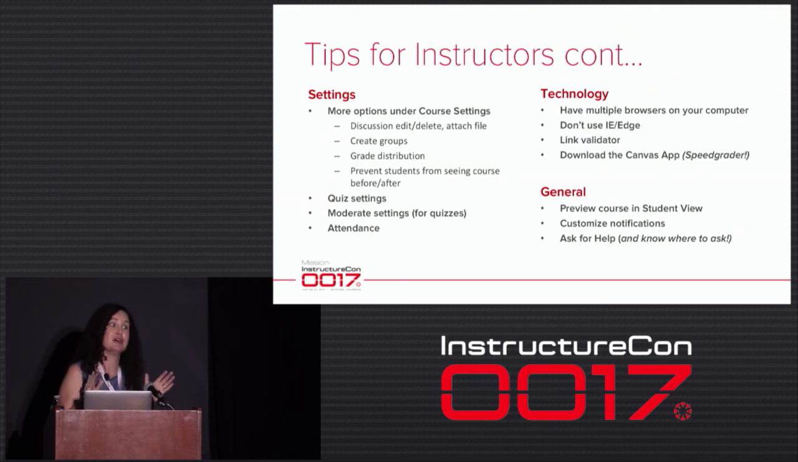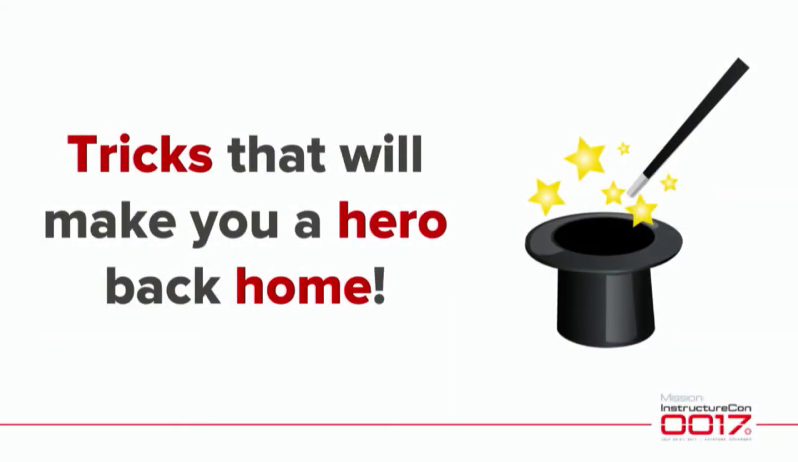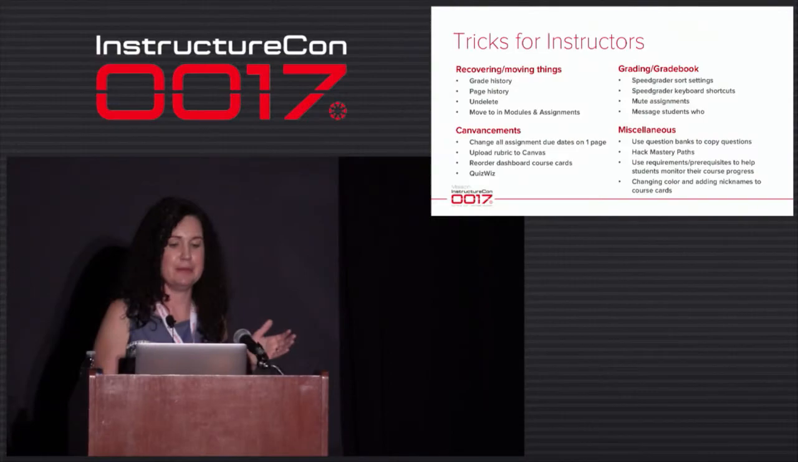And it's not perfect, but I tell you, I would rather do that than go through every single page of every single one of my courses and try to figure out which one isn't working. Download the Canvas app and the SpeedGrader app. In general, just make sure you preview your course in Student View, customize your own notifications, and ask for help. All right, so tricks. Now this is going to make you a hero at home, right?